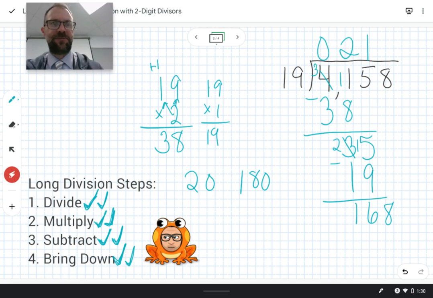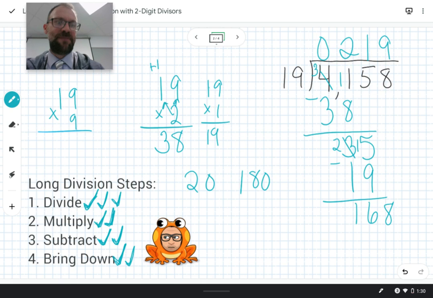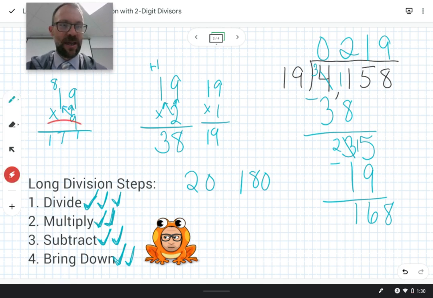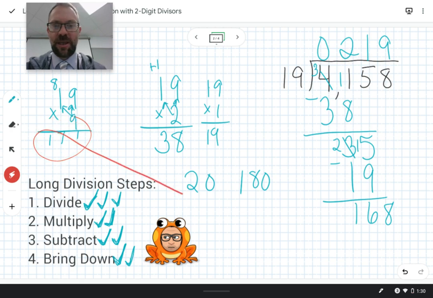Let's see if I'm right. I'm going to put 9. That's division. And then 19 times 9. I'm not going to try that in my head. No way. Let's see. 9 times 9 is 81. So there's 1. Carry the 8. And then 9 times 1 is 9. Plus 8 is 17. 171 is too big. I only have 168. Even with estimating, I still got it wrong.